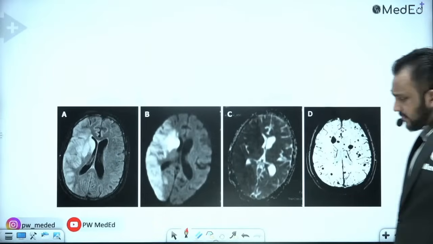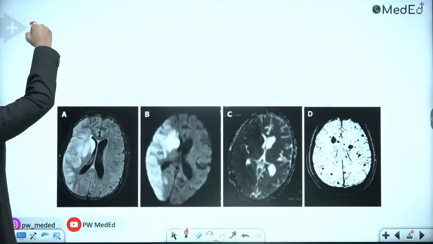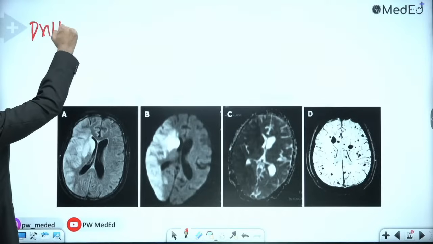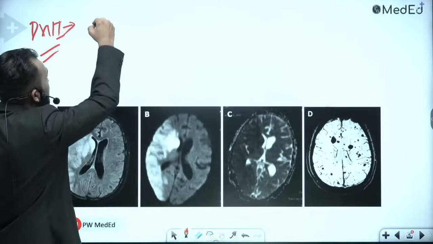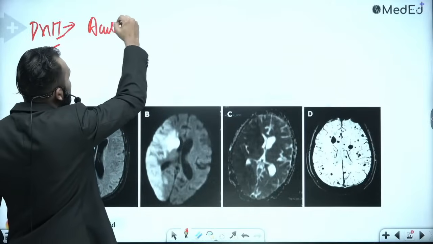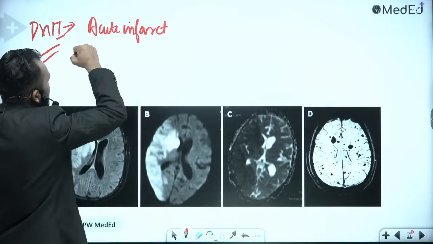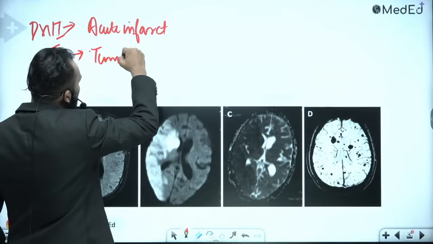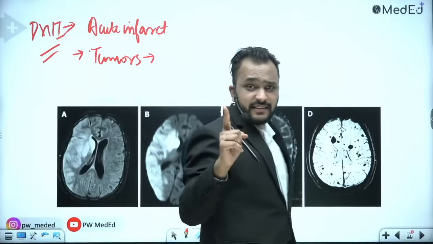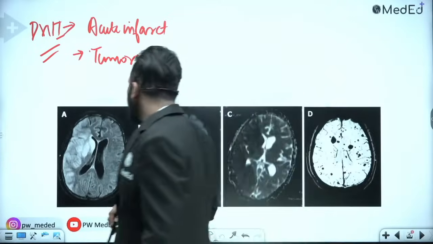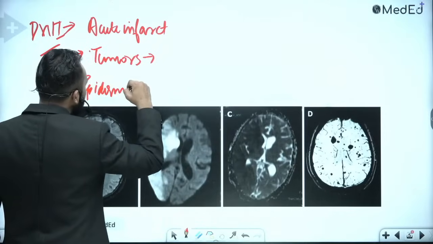So coming to the next sequence which we should know, a very important sequence, that is diffusion weighted imaging. It is used in acute infarct. It will be used in tumors. All the tumors are going to show diffusion restriction. One cyst that is going to show diffusion restriction is your epidermoid cyst.